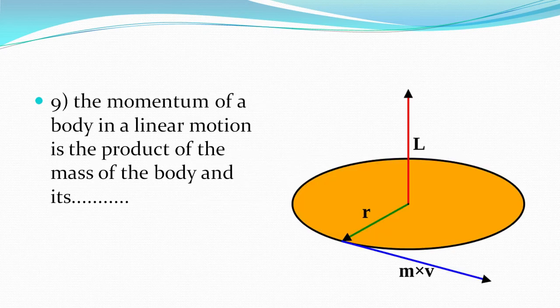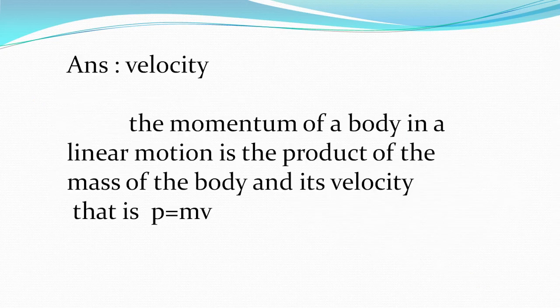Question number 9. The momentum of a body in a linear motion is the product of the mass of the body and its dash. Answer, velocity. The momentum of a body in a linear motion is the product of the mass of the body and its velocity. That is, P equals m into v. P is the momentum of the body, m is the mass of the body, v is the velocity of the body.